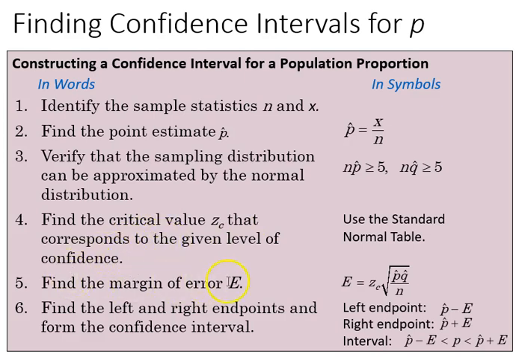We then find the margin of error, E, to be that z-score times the square root of the product of p hat and q hat divided by n, our sample size. Finally, we can use that to create our left and right endpoints and to have this interval of p hat minus E or plus E, and somewhere in the middle of that is our population proportion.